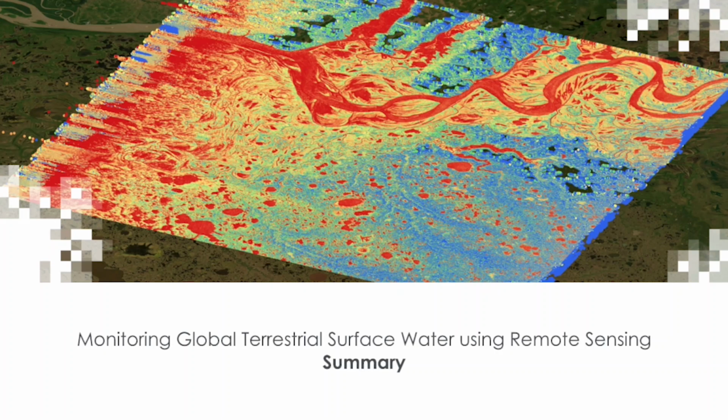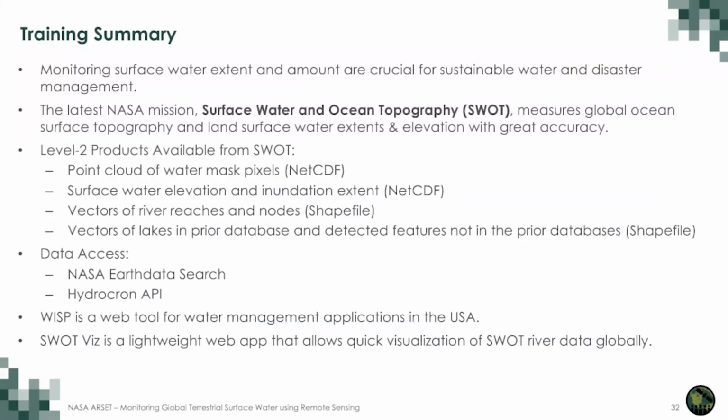To summarize what we've covered in both parts of the training, monitoring surface water extent and amount are crucial for sustainable water and disaster management. The latest NASA mission, Surface Water and Ocean Topography, or SWOT, measures global ocean surface topography and land surface water extents and elevation with great accuracy.